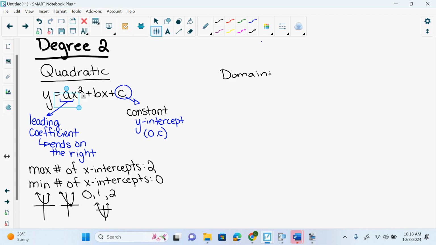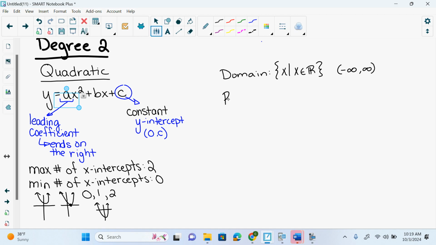Correct? So unless it's a word problem, because word problems could involve time, for example, and time has to start at 0, time can't start at negative whatever, right? Then your domain would be restricted. But it's not a word problem. Every polynomial's domain is x element of the reals, or negative infinity to positive infinity.